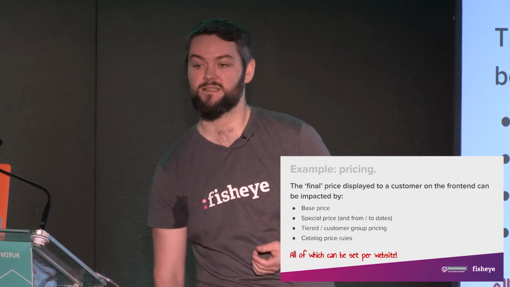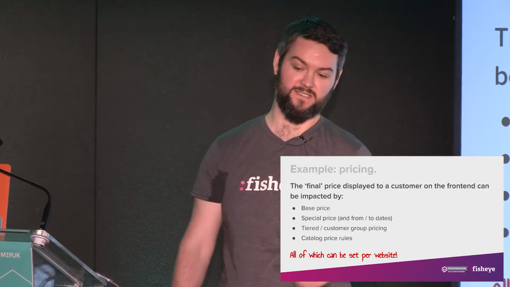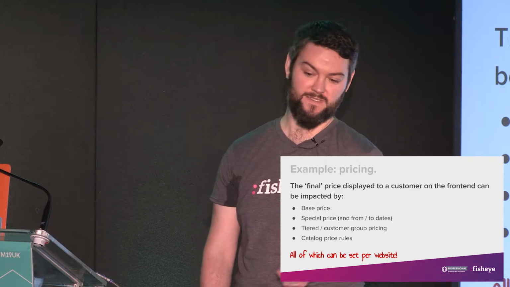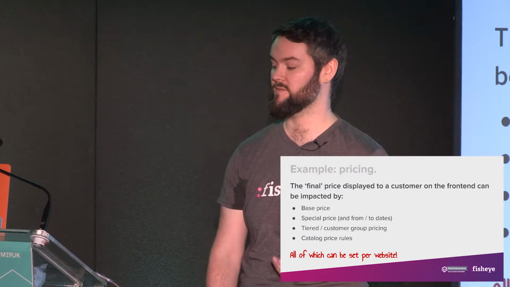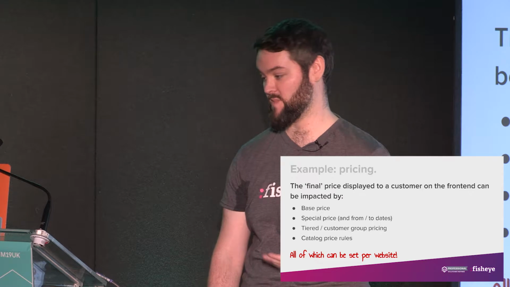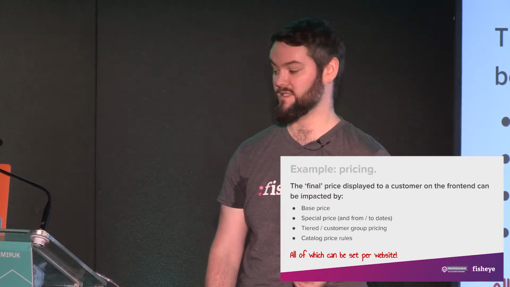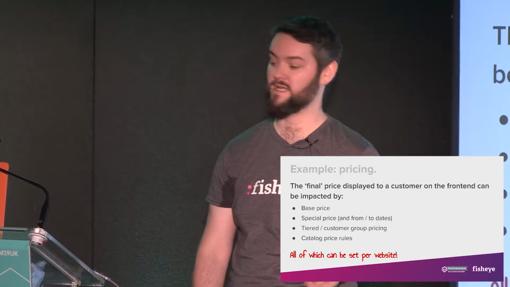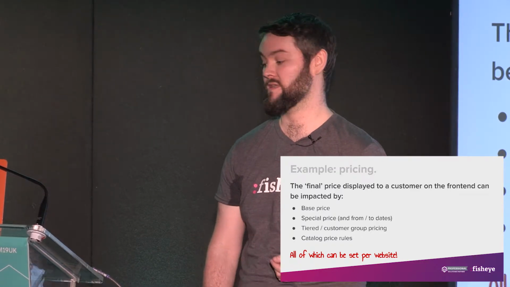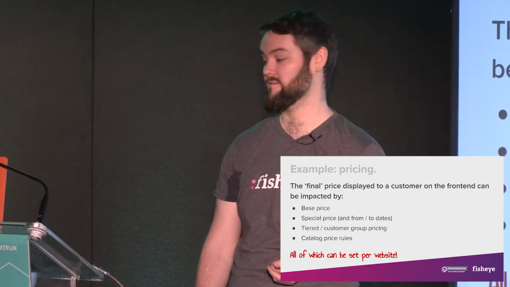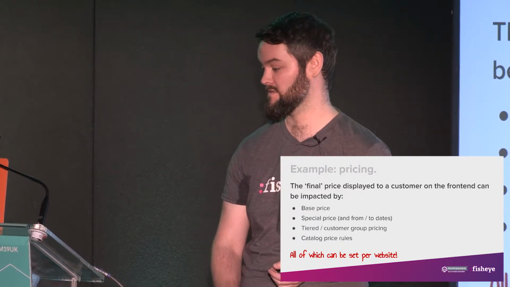Just take pricing as an example. The price you see on the front end of a store isn't just a price field in the database. There's so many things that can influence what that price is. You've got the main price, you could have a special price. That special price could have a start and end date. There's tiered pricing, customer group pricing, and even things like catalog price rules. Between those things, you're probably looking at nearly 10 database tables to collect data from, to calculate a price to show on the front end.